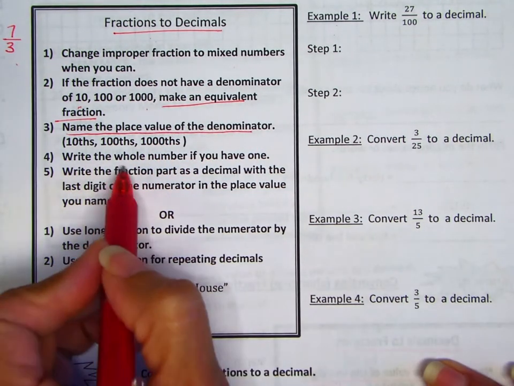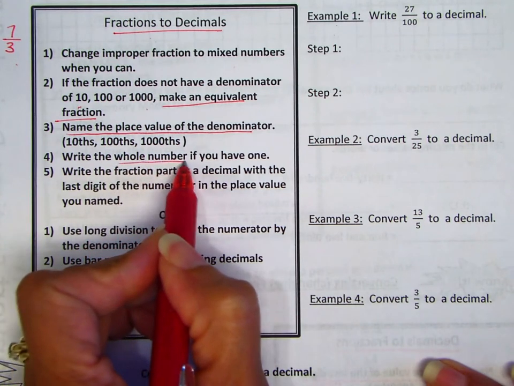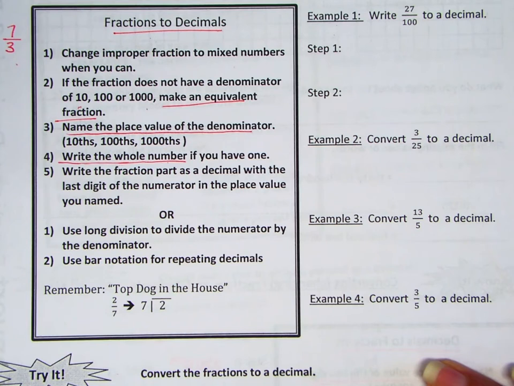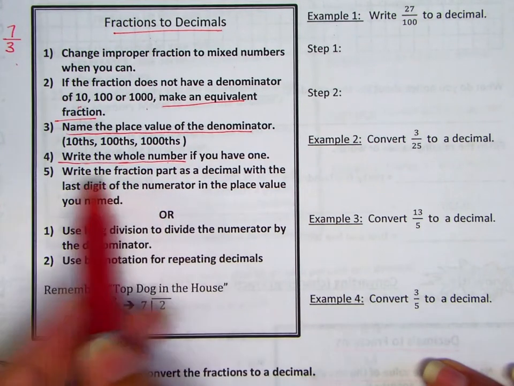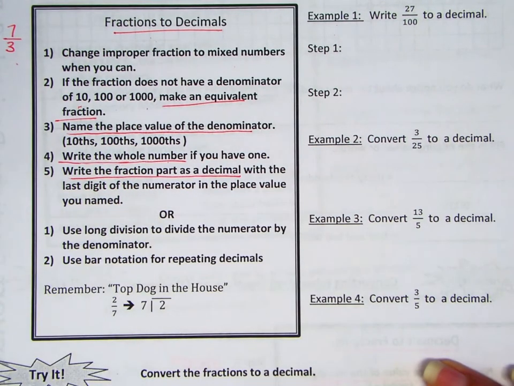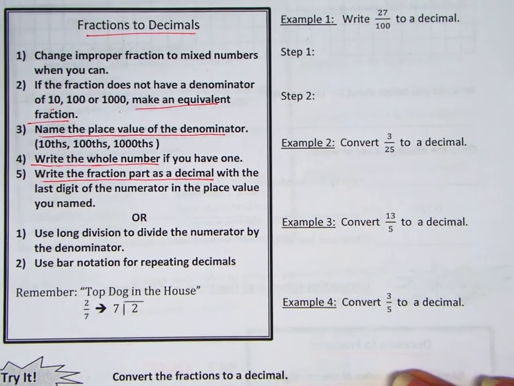And then we are going to write the whole number if we have one. Remember, that's only if we have mixed numbers that you will have a whole number. And then you can write that fraction part as a decimal. So it's kind of the reverse of what we just did. So let's try it out on our example.